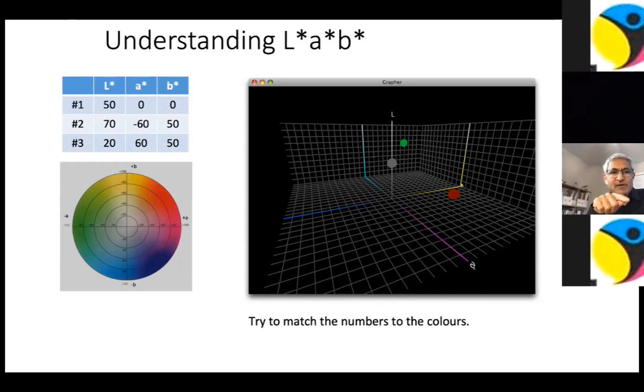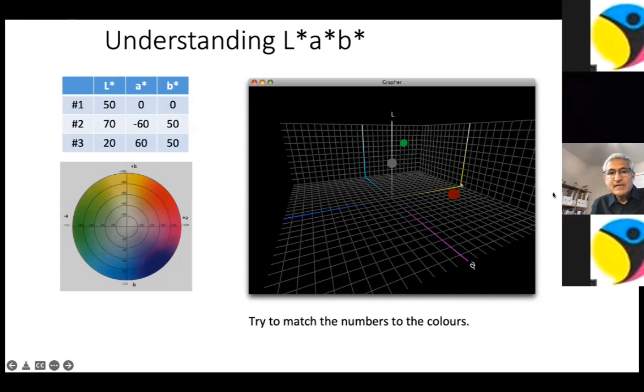So good. Whenever you see a number like that, 50 is a mid-tone, 90 is very light paper, and 20, 15, 17, L star around there is black. And A and B will be 0 if it's right down this central core, a neutral.